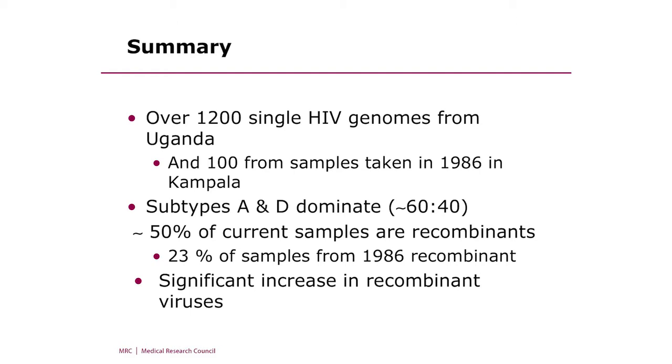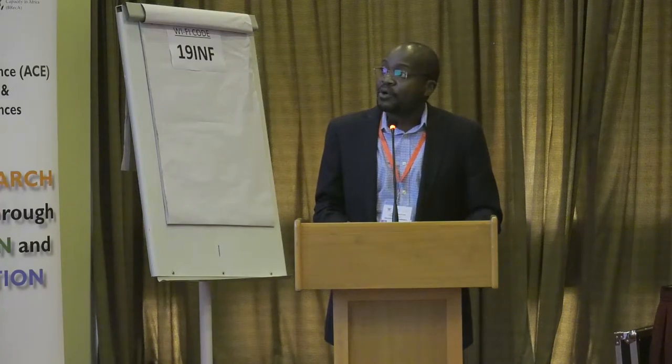I will not get into the vaccine work that we're doing. However, what we noticed is that among the samples collected in the early 80s, very few were recombinants, and we've seen a significant increase in recombinant viruses. That again has very serious implications for vaccine design and development. So, I will briefly talk about some of the other omics activities at UVRI.